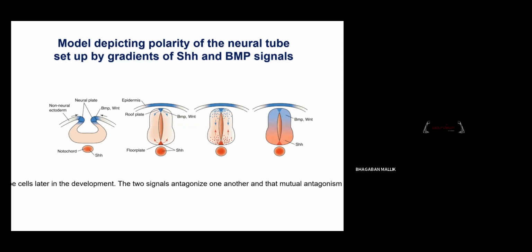Any questions from this dorso-ventral patterning? Okay, so this is the end of this lecture. We finished the patterning of the nervous system, and the next section will talk about neurogenesis. Thank you.